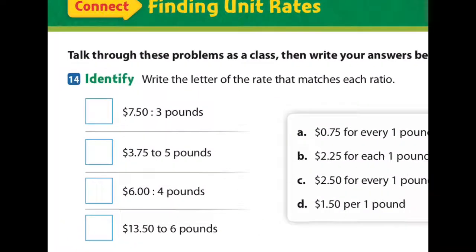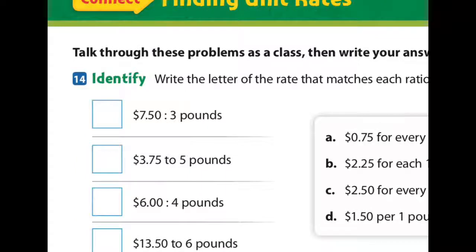So the first thing I'm going to do is take the first rate, which is $7.50 for 3 pounds, and I'm going to find the unit rate. Now remember how to do this. Whatever the second number is, in this case 3, you divide both numbers by that. And you could use a calculator for all this, by the way. So I'm just going to divide 750 by 3.